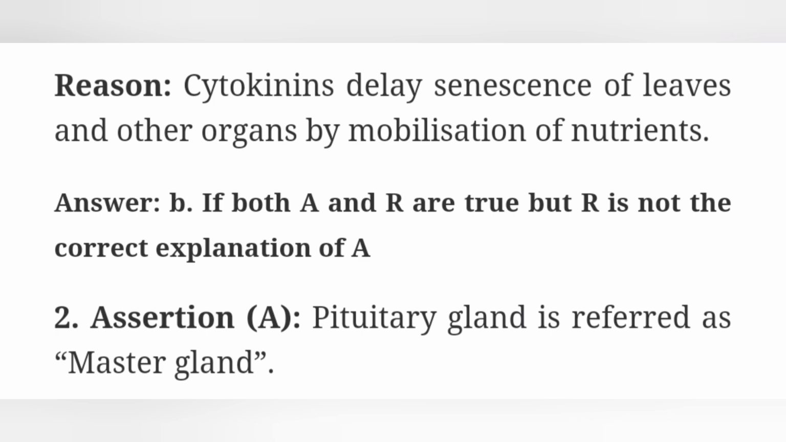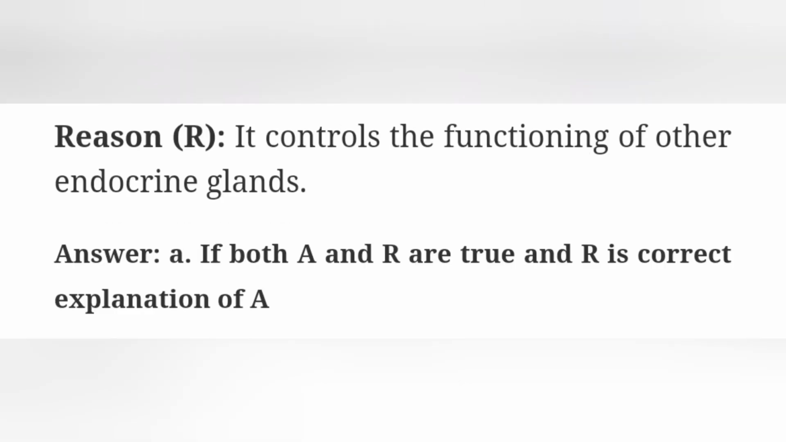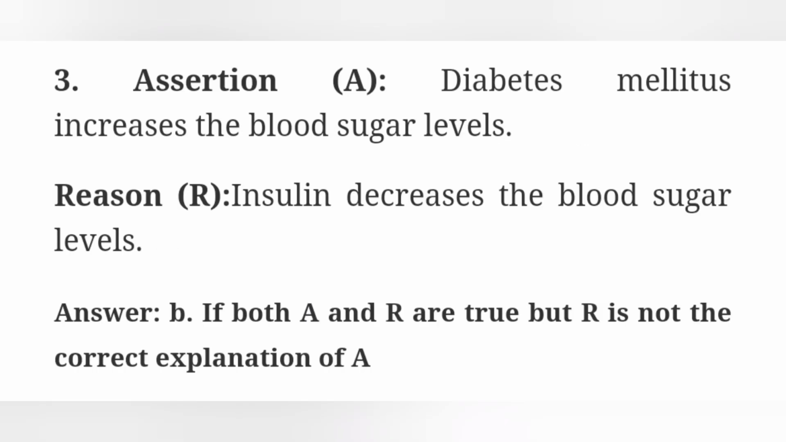Second one, assertion: pituitary gland is referred to as master gland. Reason: it controls the functioning of other endocrine glands. Answer option A, if both A and R are true and R is the correct explanation of A. Third one, assertion: diabetes mellitus increases the blood sugar levels. Reason: insulin decreases the blood sugar level. Answer option B, if both A and R are true but R is not the correct explanation of A.